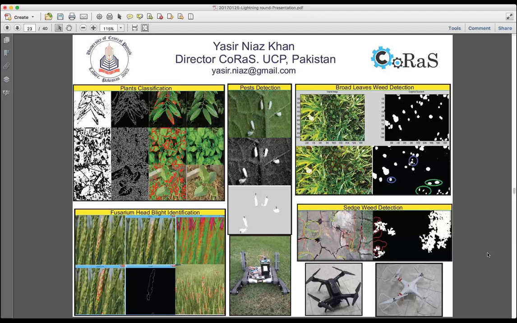Then we have pest detection in different food crops. And recently we have started a project for disease detection in crops. And we have another project running for fruit plantations, for apple and citrus plantations, where we find diseases, pests, and the deficiency of nutrients in those plants. We are mostly working on flying robots, but we are also developing some land robots.